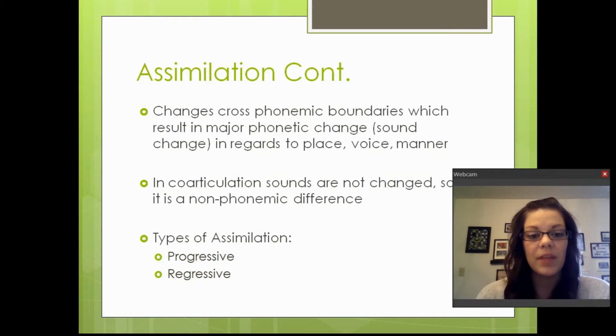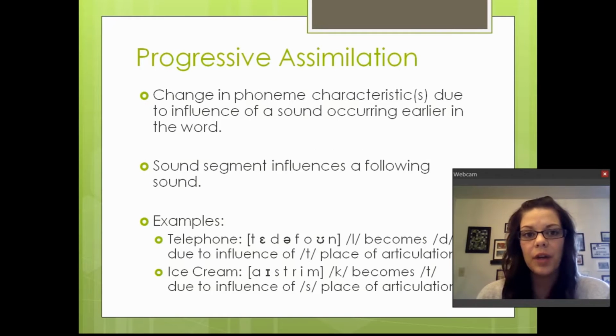Okay? There are two types of assimilation, progressive and regressive. Under progressive, we're looking at changes in the phonetic characteristic due to the influence of a sound occurring earlier in the word. So the sound segment influences a following sound. For instance, telephone might be changed to telephone. So the L becomes a D because of the T place of articulation. Ice cream might turn to ice stream, so the K becomes a T.